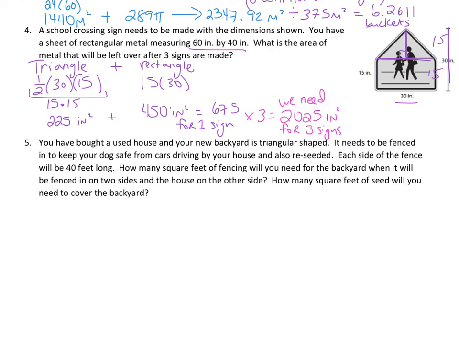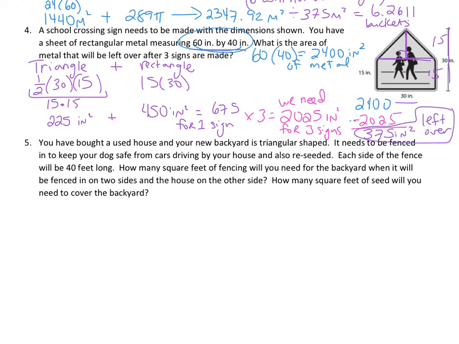So we need to go back up to how much space we have to use. We are going to take our 60 times the 40, and that gives us 2,400 inches squared. That's the amount of space that we have with the metal. But we need to find out how much is left over after we take out the pink number right here. So we're going to take our 2,400 and subtract our 2,025 from it. And that gives us 375 inches squared left over after we subtract out those 3 signs.